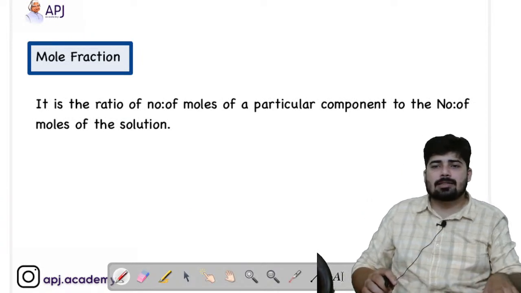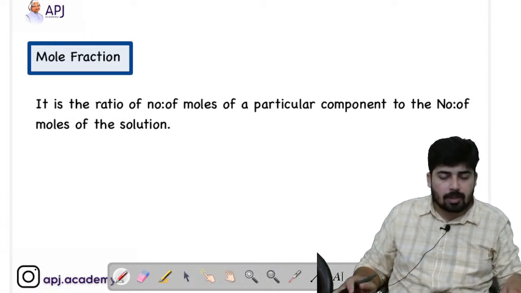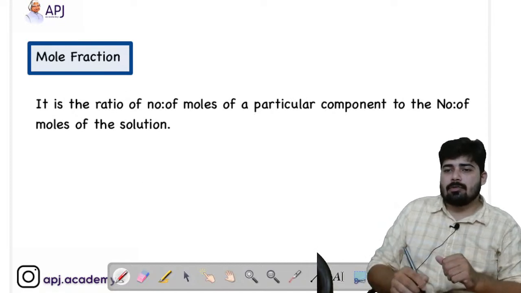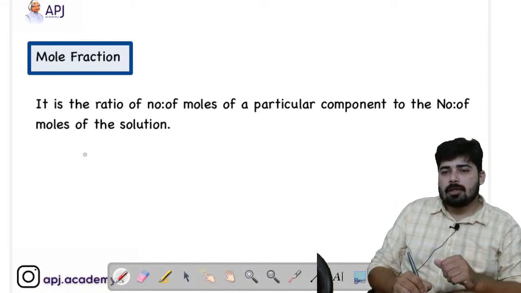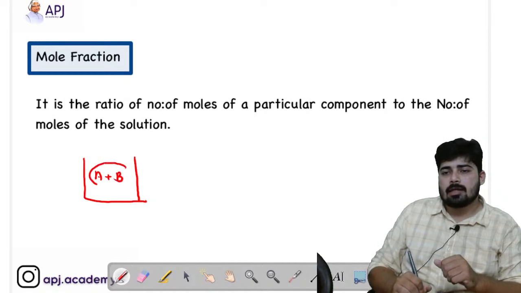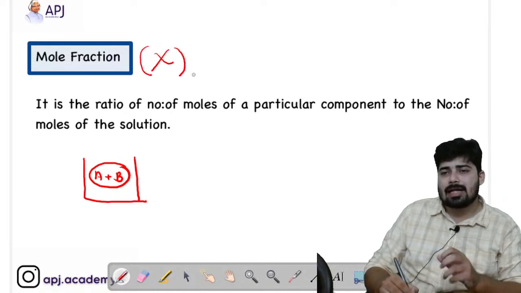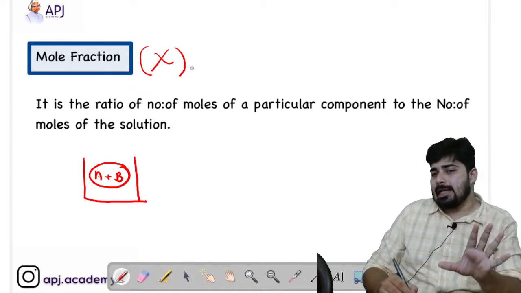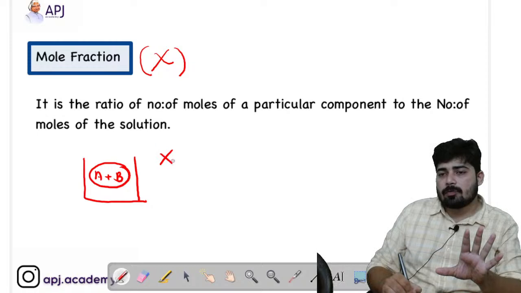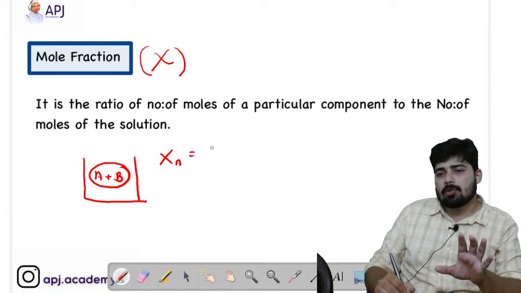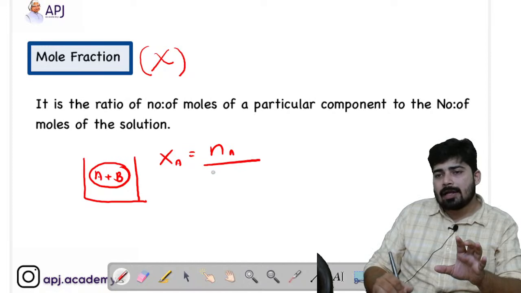Okay students, the last one is regarding the mole fraction. Here we are going to discuss mole fraction. What do you mean by mole fraction? I am taking a container that consists of 2 components, A and B. I have to find out the mole fraction of A. Normally we represent mole fraction by the letter chi; for my convenience, I will call it X. Mole fraction of A is equal to the number of moles of A divided by the total moles present in the container, that is Na plus Nb.